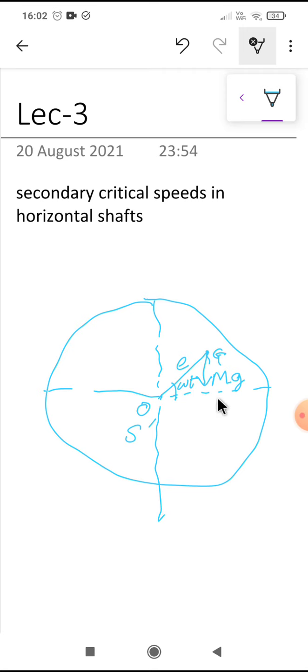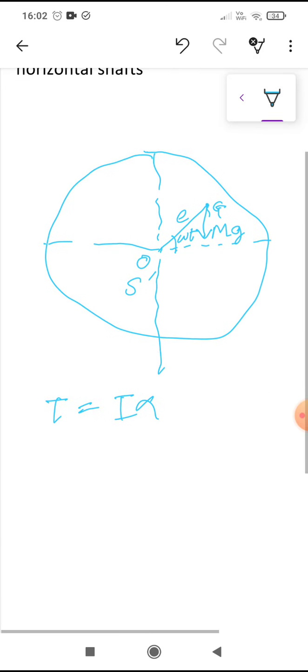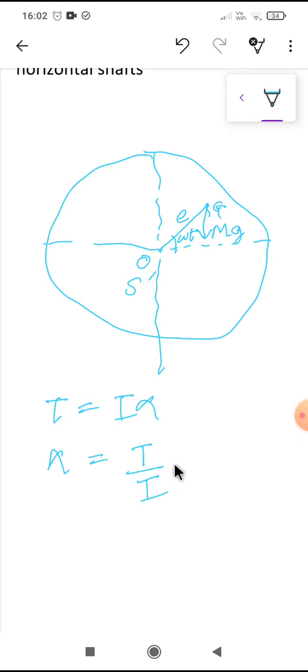So if I is the inertia of the disk, then using this relationship, we can get that torque T is equal to I alpha, where I is the moment of inertia and alpha is the angular acceleration. Now we know the angular acceleration here: alpha will be T upon I. So what is the torque here? The torque here is mge cos omega t, divided by I.